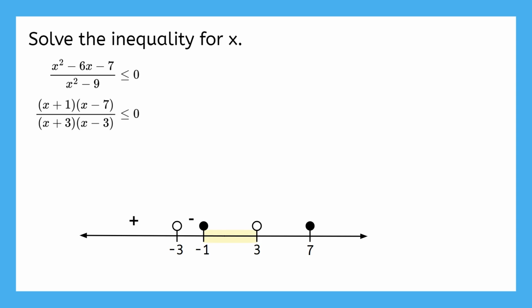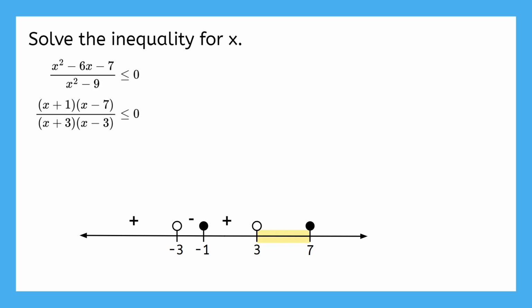Choosing a number between -1 and +3, like maybe the number 0, and substituting it into the factored fraction gives us a positive times a negative in the numerator divided by a positive times a negative in the denominator. When simplifying, this becomes a positive number. So all numbers in this section will give us positive answers.